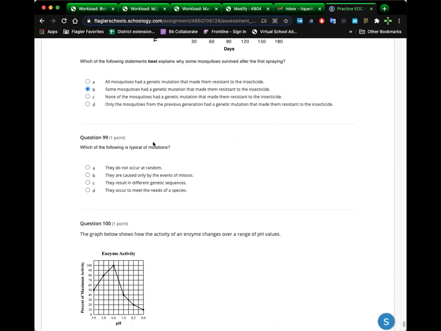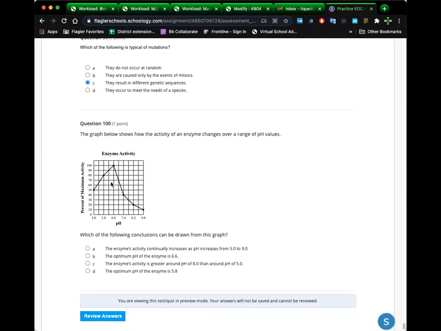Mutations. So mutations can be good. They can be bad. They can have no effect. Okay. They can be random. They can be caused by mutagens. Okay. So I just said they can be random, so it's not going to be A. They can only be caused by events of mitosis? They generally occur when the DNA is replicating. They result in different genetic sequences. So there you go.